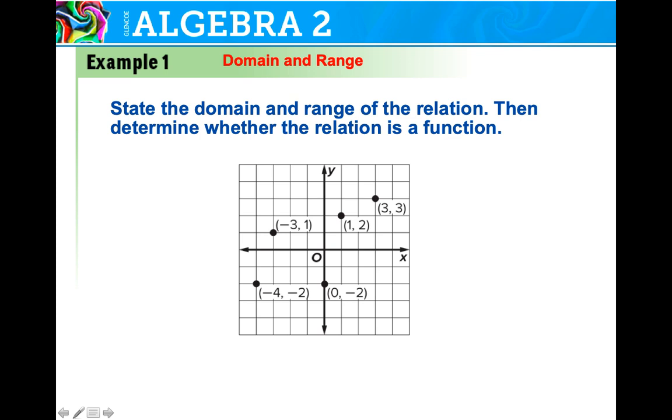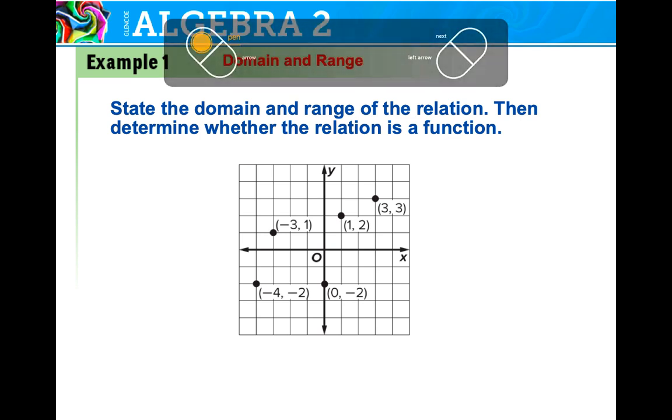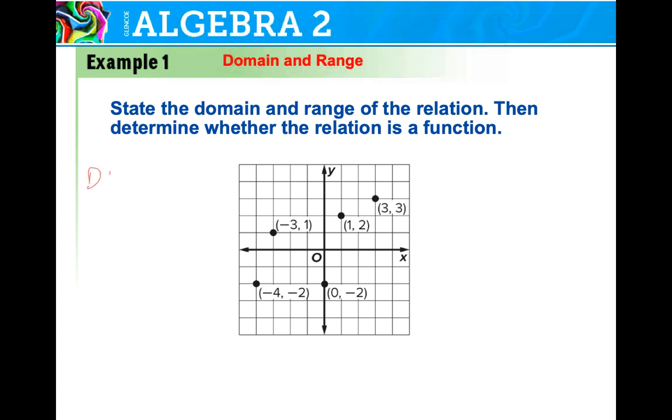Same thing here, state the domain and the range. Now we're just on the graph. So again, domain, x values, I would just start myself on the left-hand side, -4, -3, 0, 1, and 3. Those are just the x values, right, the domain. Here's my x values for each of these guys.